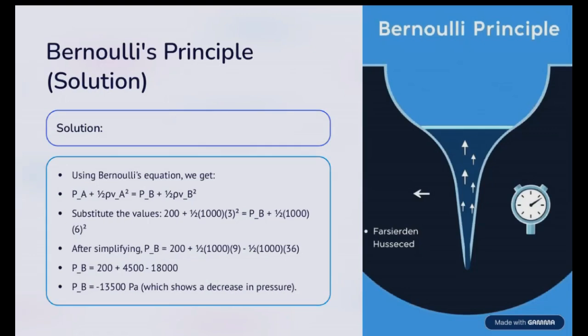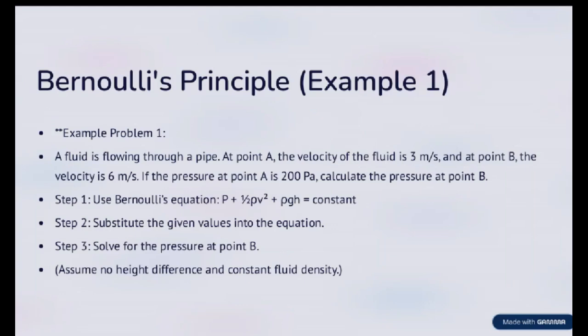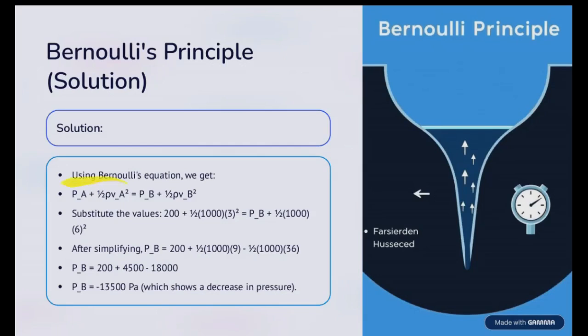So here for pressure, we have PA plus half density VA squared. We're supposed to use the other portion of this as well, but since they did not give us height, we assume that the height is 0. And once the height is 0, all this turns to 0. So for that reason, the equation is reduced to just this: PA plus half density VA squared will be equal to PB plus half density VB squared.